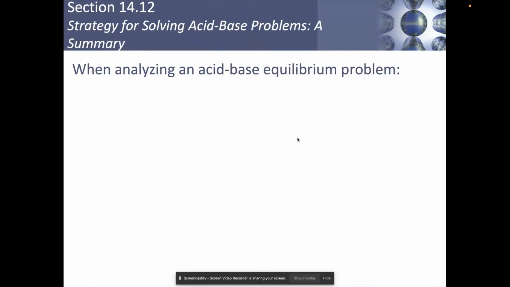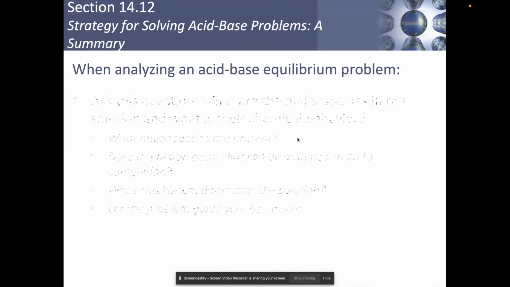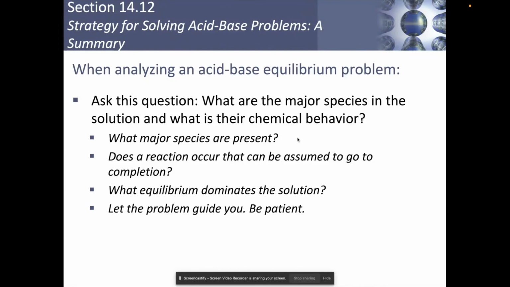Section 14.12 is really just a summary. We've covered a lot. What do you need to do when you're looking at an acid-base equilibrium problem? The first thing you need to ask yourself is, what exactly is the important part of the problem? What are the major species, aka the ions and molecules floating around in your solution, and how does that influence the behavior of the reaction?